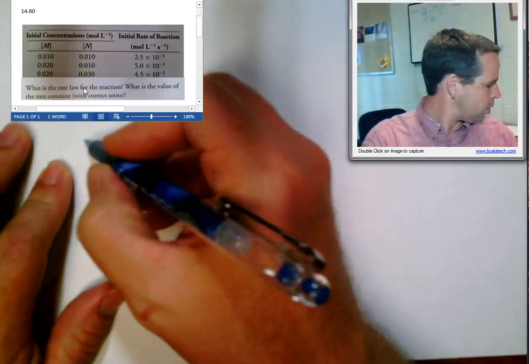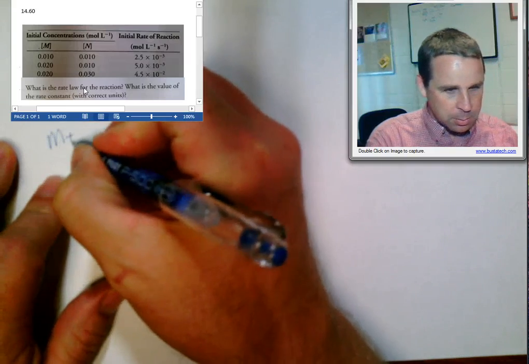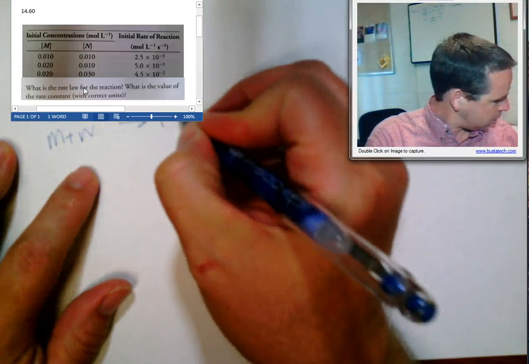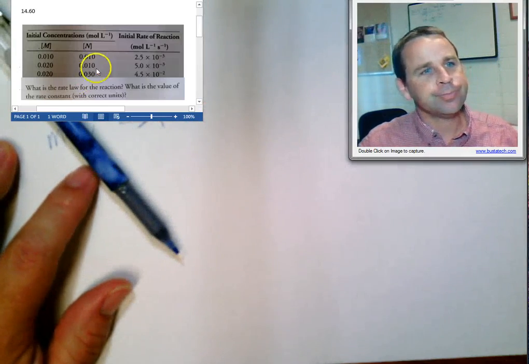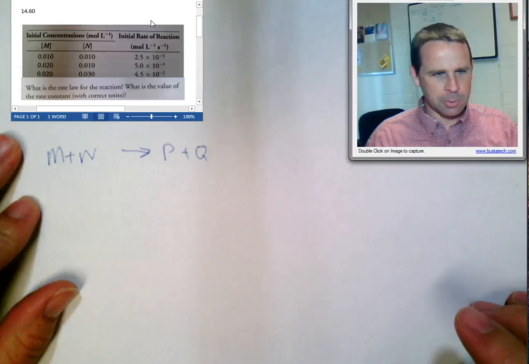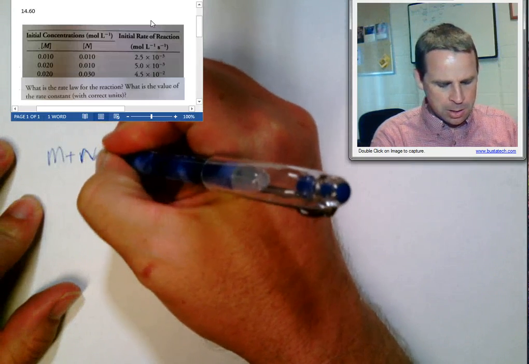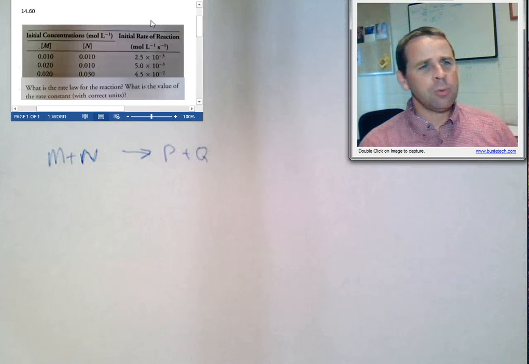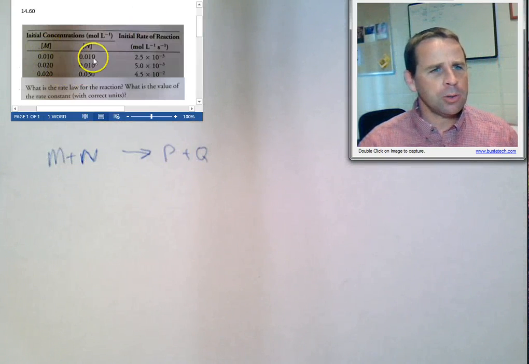I should note also that we have the chemical reaction M plus N yielding P plus Q. So our chemical equation here, M plus N going to P plus Q. And we are given various chemical concentrations, right? And we want to know the rate law.